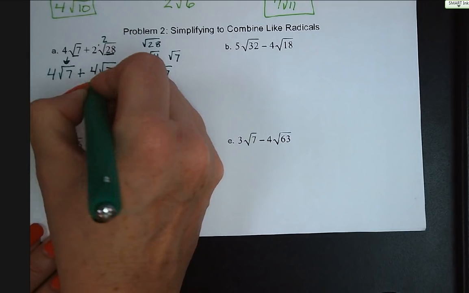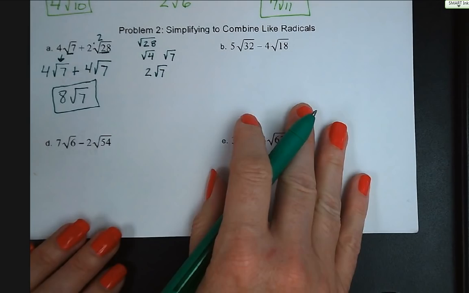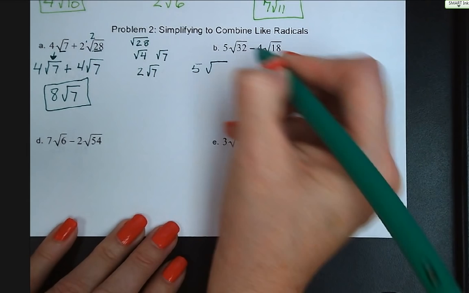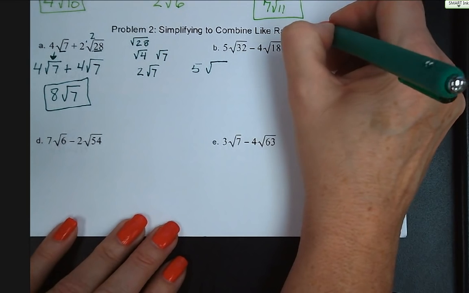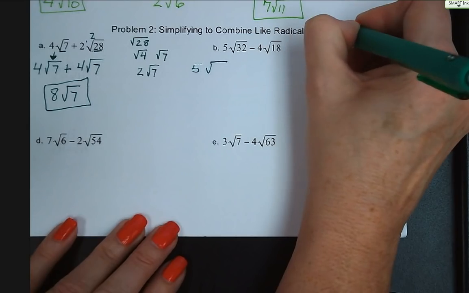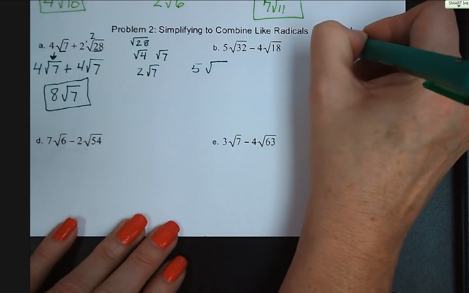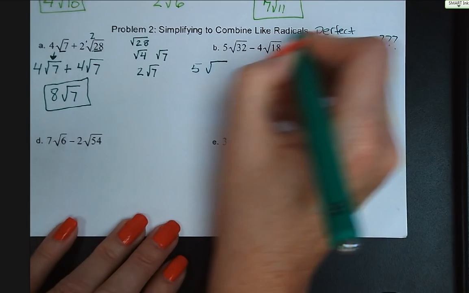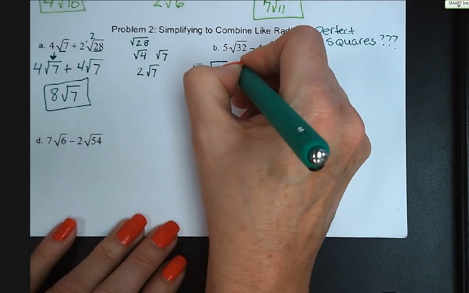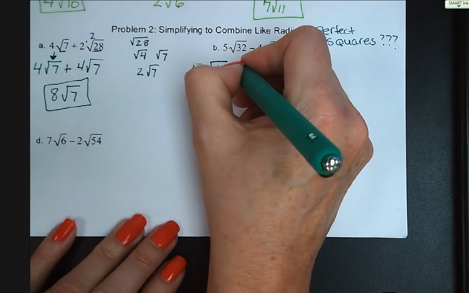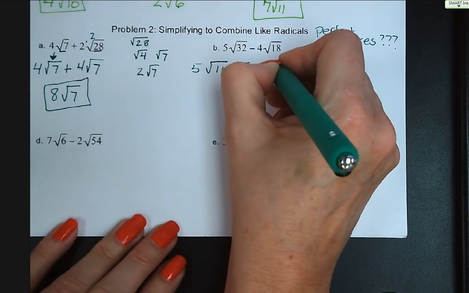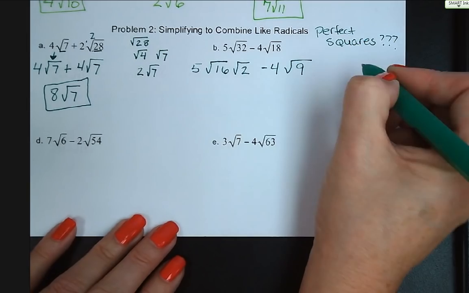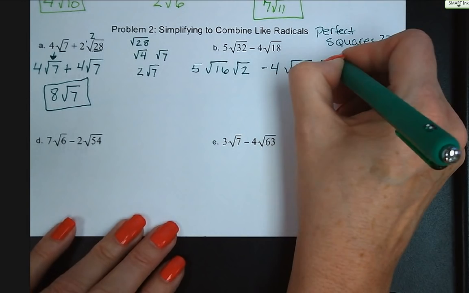Okay. Letter B, we have a 32 and we have an 18. So we're going to have to simplify both of these radicals. So we've got 5 times the square root. Well, 32 can be broken into 16 and 2. So we want to try to find perfect squares. So we got square root of 16 and square root of 2. Minus 4 times 18 can be broken up into 9 and 2. So it's square root of 9 and square root of 2.